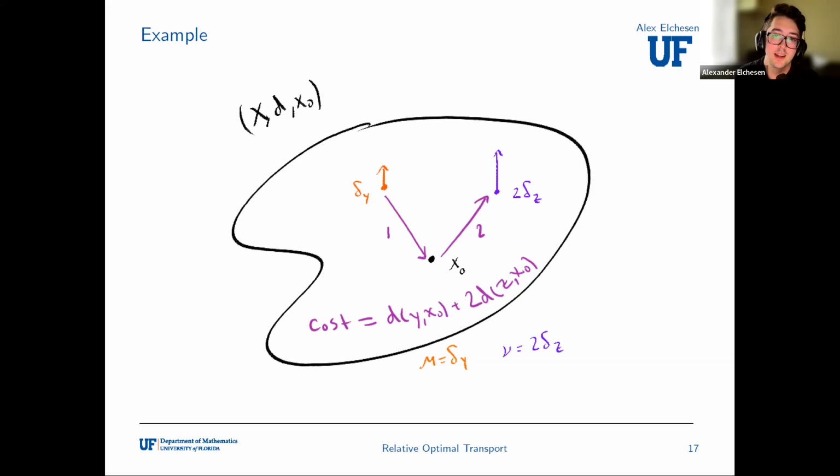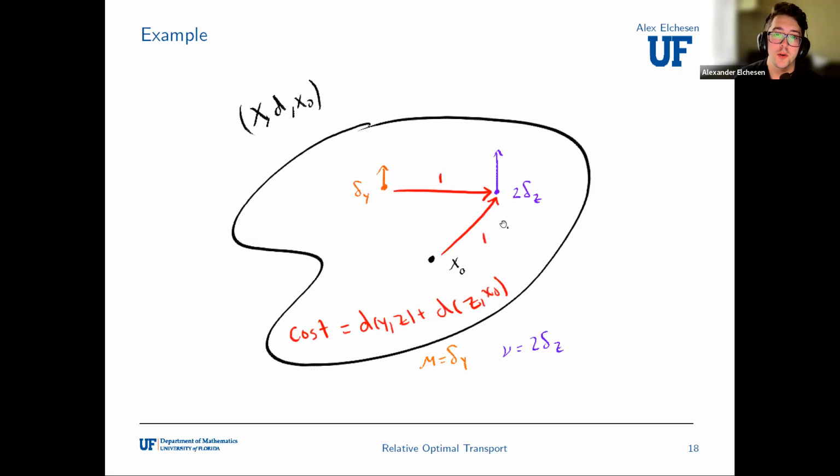Of course, this is not a very good matching because of the triangle inequality. In particular, I sent some mass from y to x naught, and then I sent some mass from x naught to z. I could have just sent that mass directly from y to z, and that cost, by the triangle inequality, would have been less. So a better matching would be to send 1 unit of mass to z and then borrow the remaining unit of mass from x naught. And I claim that this is actually the optimal coupling.